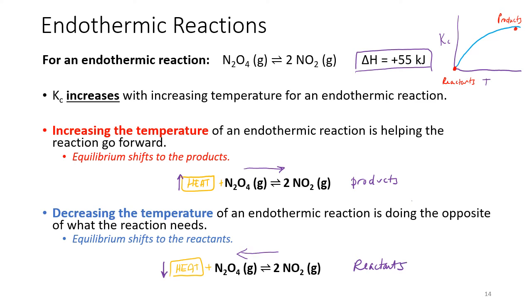So for an endothermic reaction, adding energy in the form of heat or increasing the temperature of a reaction is favored, and it'll help you shift towards your products. If you cool down the reaction or decrease the temperature, you're going to shift towards that removal and back towards your reactants.